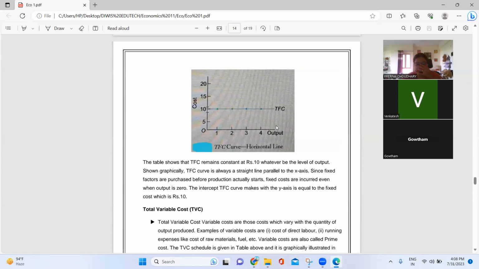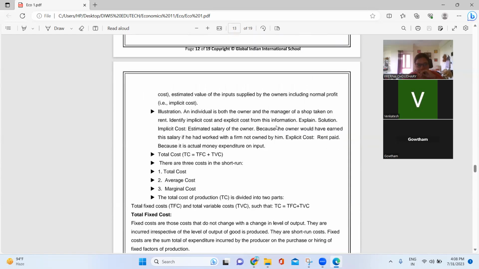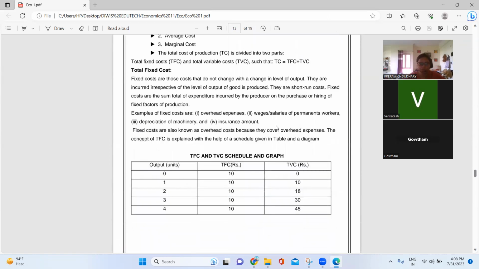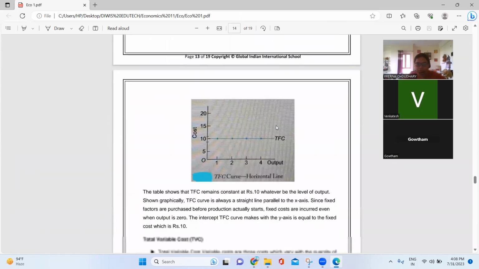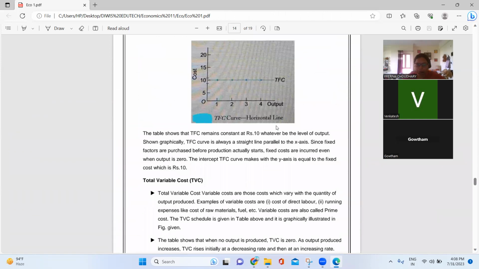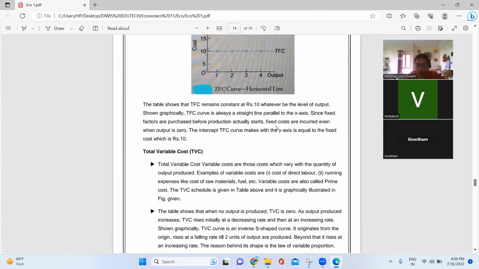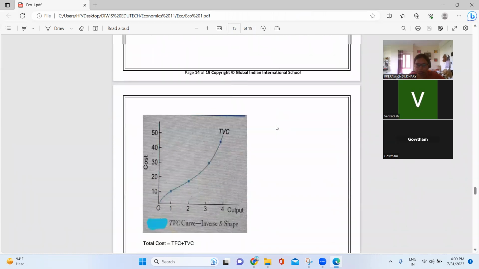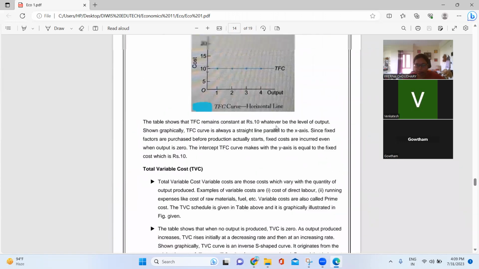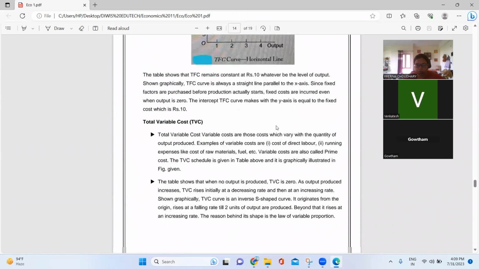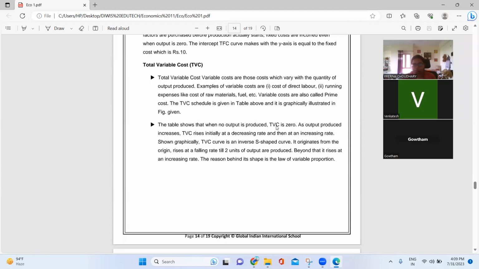I think we did explicit and implicit cost. We started with this as well: total fixed cost and total variable cost. I think you have read this. Total cost, fixed cost, we need to start with, I think, here. Total variable cost, this also I think I have explained. The total variable cost means the thing which varies.